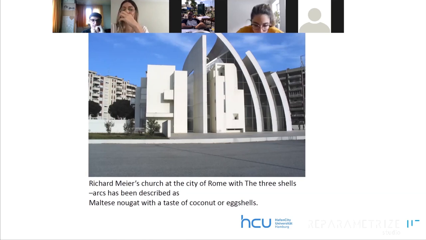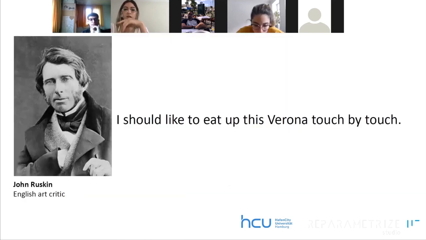And then you can go to the next page. John Ruskin, an English art critic, said, "I should like to eat up this Verona touch by touch." You can see that even when they want to describe a building that they like so much, they say they want to touch this, they want to taste this space.